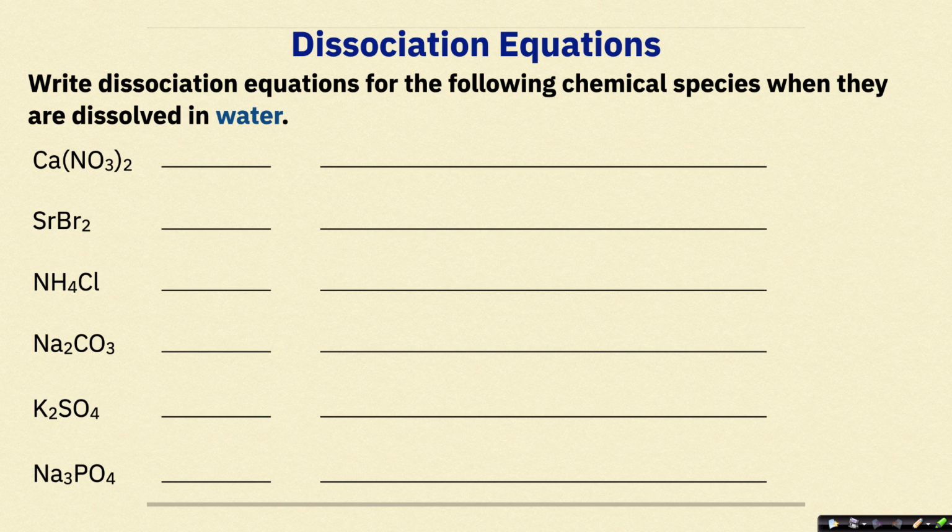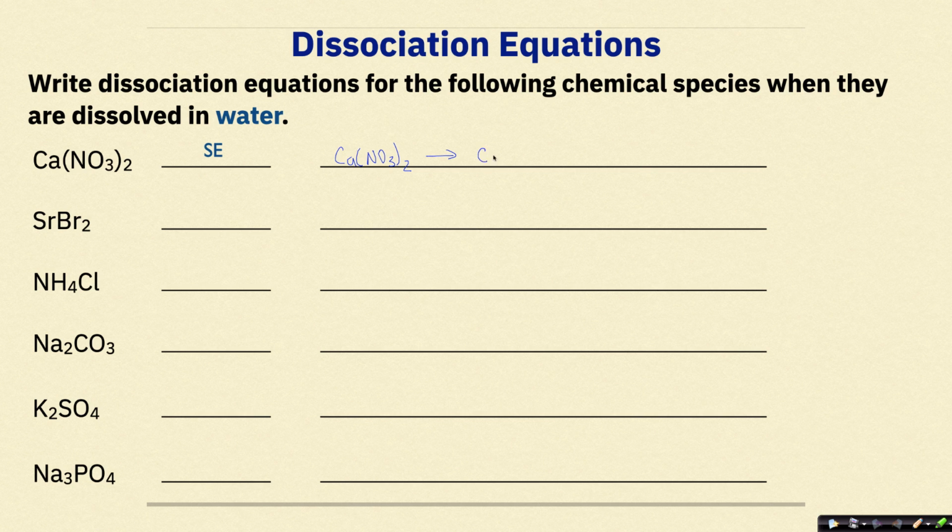Write dissociation equations for the following chemical species when they are dissolved in water. Let's look at the first one, Ca(NO3)2. We know that this is a strong electrolyte because any compound containing nitrate can easily dissolve in water. So when we write the dissociation equation for this, we're going to recopy the Ca(NO3)2, draw an arrow, and then we're going to break it down into individual positive ions and negative ions.